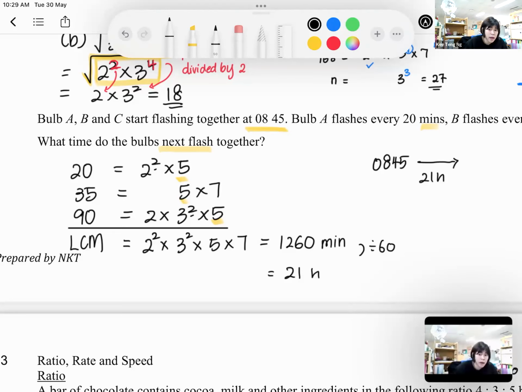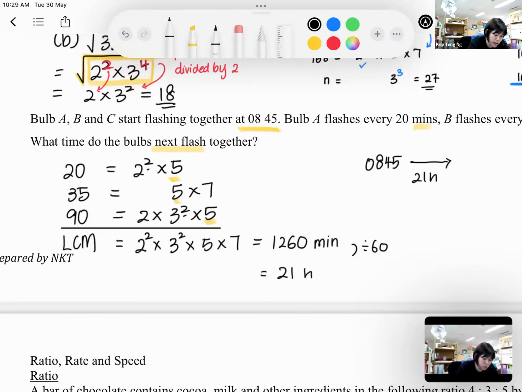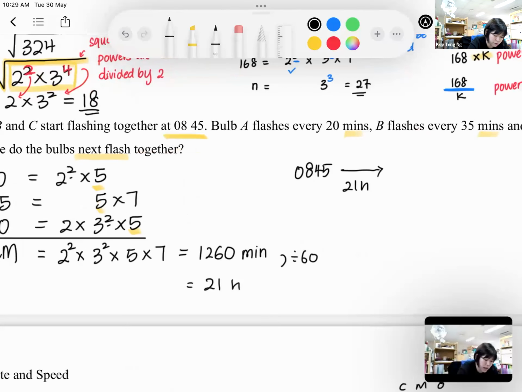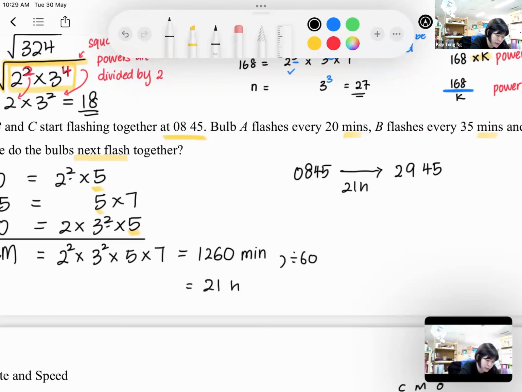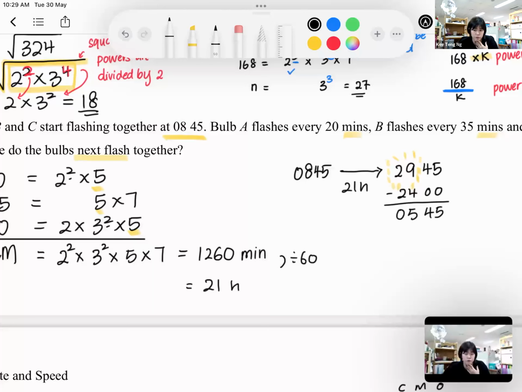If I were to add 21, by right it's 2945, right? But then I cannot have 2945. This one means this is already past 1 day already, right? So the 1 full day is maximum 24. So I have to minus away 24 hours. That will give me 0545 in the morning, AM.